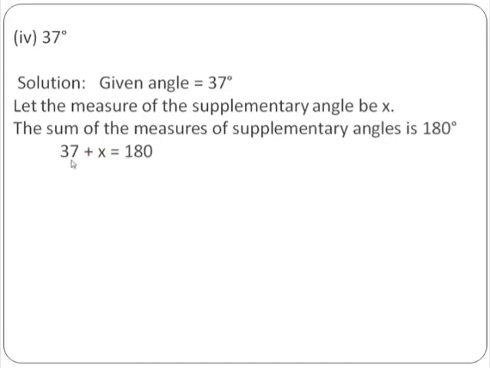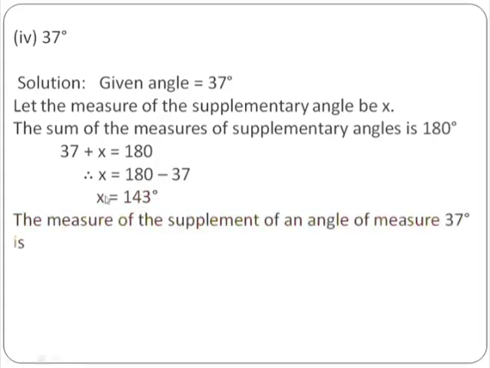Now 37 is in addition, so on the other side it will come in subtraction. x is equal to 180 minus 37. When you subtract 37 from 180, you will get 143. Now write the last answer: the measure of the supplement of an angle of measure 37 degrees is 143 degrees.